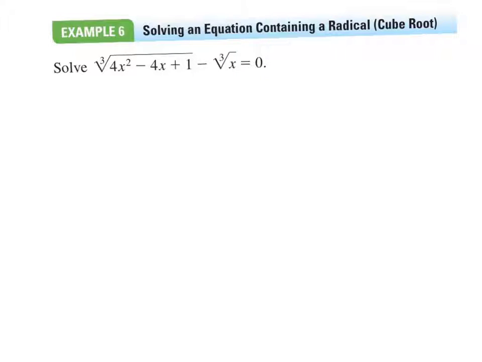Alright, so now we're going to solve this radical equation.